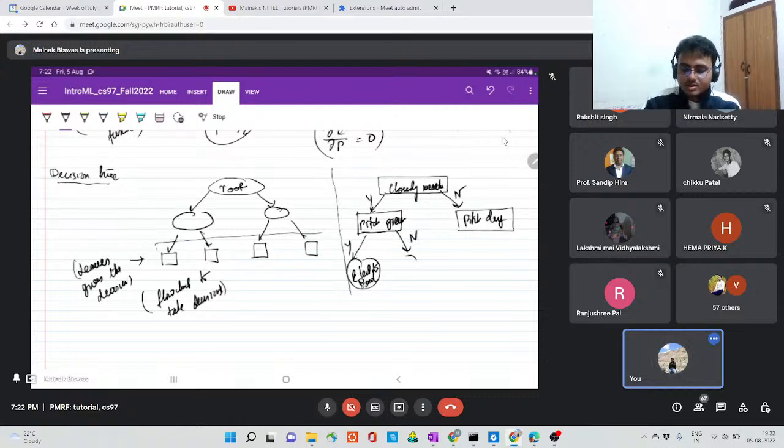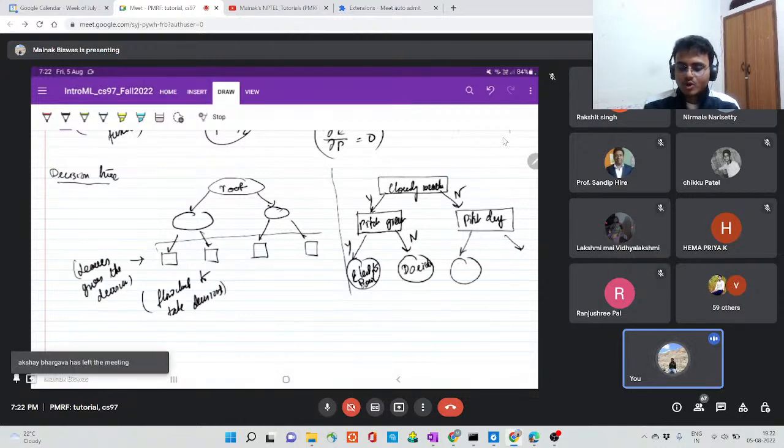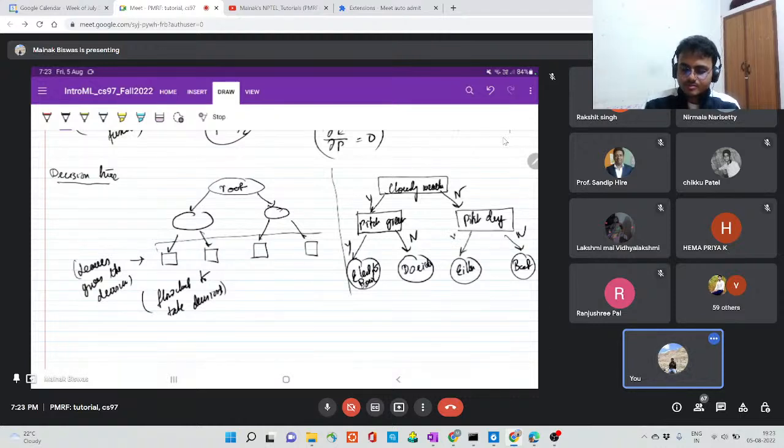Otherwise, if it's cloudy and the pitch is not green, in that case you can do either. And in case the pitch is dry and the weather is not cloudy, that is no and no, so you can bat. Here also you can do either. I guess you understand what I'm trying to say.